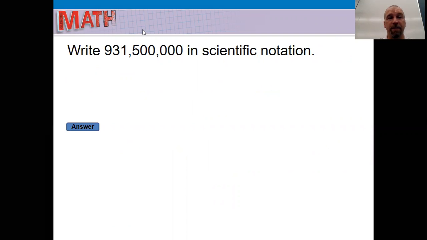931,500,000. Right now the decimal point is at the end. I need to move it over so there's only 1 digit in front of it. It's going to move all the way over between the 9 and the 3 here. It's going to move this whole distance. So how many places did it move? Well, let's see. 1, 2, 3 to the comma. 4, 5, 6 to the next comma. 7, 8. It moved 8 places. It's a very large number, so that means my exponent is going to be positive. It's going to be 10 to the 8th power. 9.315 times 10 to the 8th power.